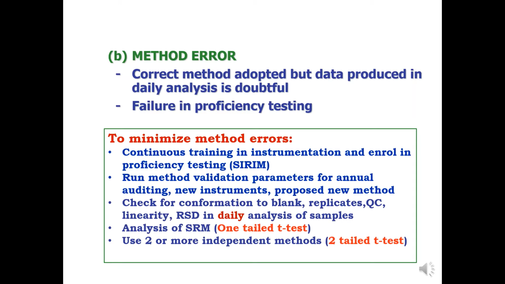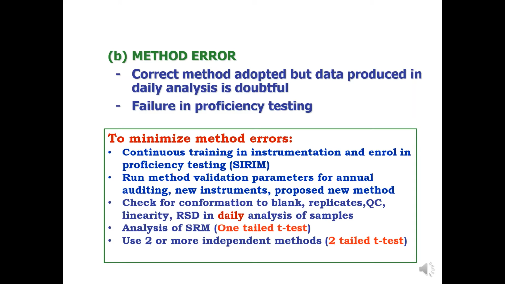Now, we also run many method validation parameters, especially for annual auditing. All the parameters that we've discussed: recovery, limit of detection, limit of quantification, repeatability, reproducibility, linearity, ruggedness, and so on. All these method validation parameters must be tried if you have a new staff, a new instrument, or if you are proposing a new method. All this must be tried so that the method is validated, and so are the instrument and the operator.